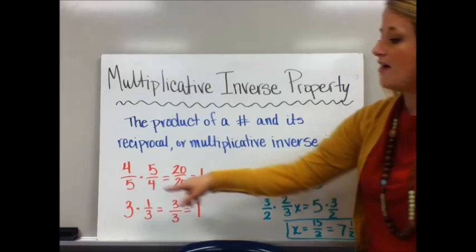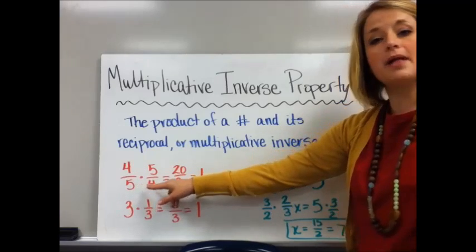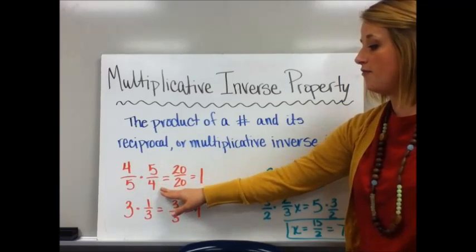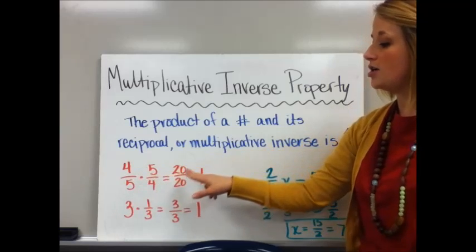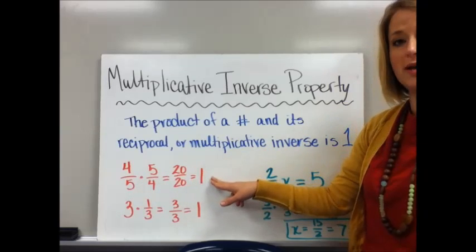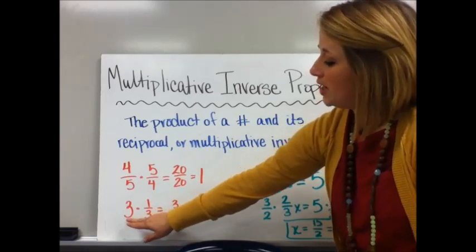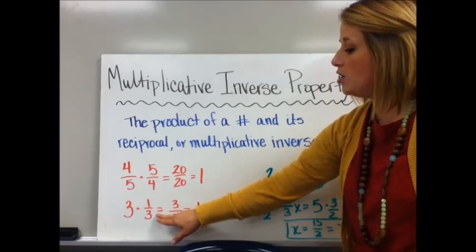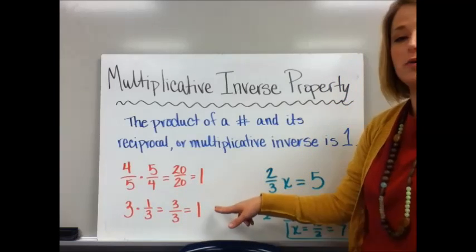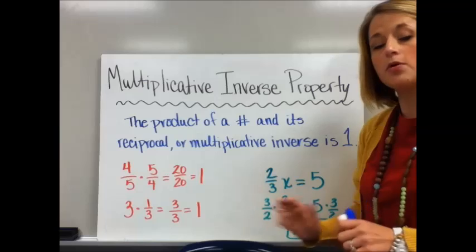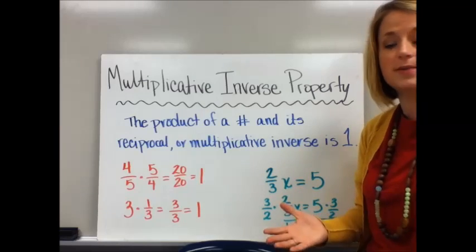So if you have 4 over 5 and you multiply it by its reciprocal, 5 over 4, multiply across, you get 20 over 20, which is 1. Or the whole number 3, its reciprocal is 1/3. You multiply across, you get 3 over 3, which is 1. So we remember what a multiplicative inverse or a reciprocal is called.